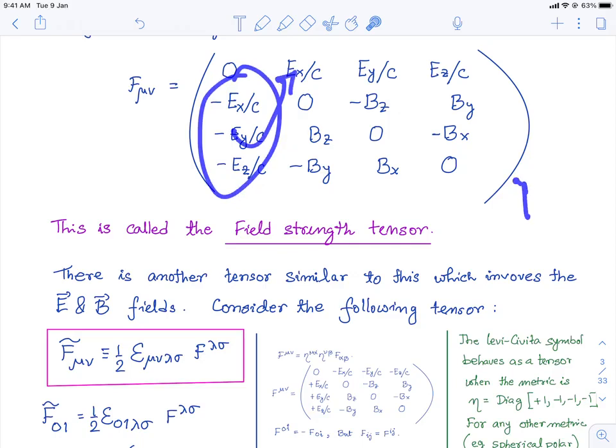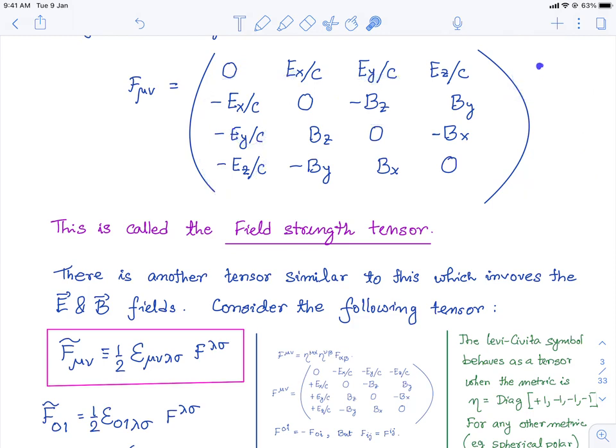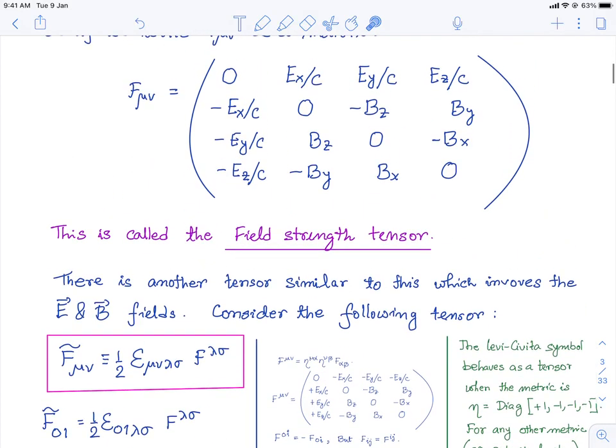Okay, it's the F0i that gets a minus sign because there's one spatial index here. The Fij terms don't flip because there are two spatial indices, so there are two signs coming from the eta. So these things remain intact in the upper form when I raise the indices. The F0i components just flip the sign.